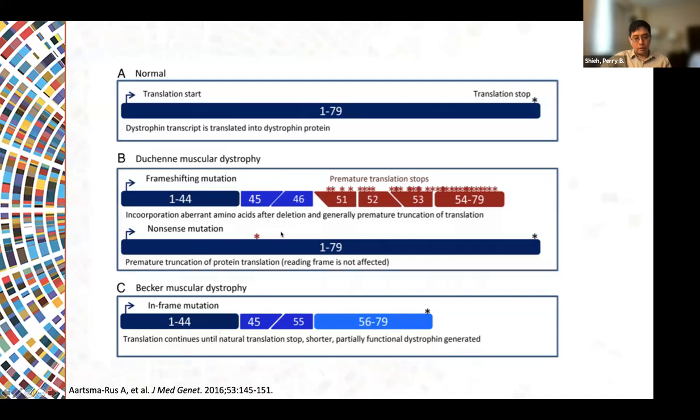Another way that you can have a mutation, which is actually a little less common, is you can have point mutations. For instance, a nonsense mutation. Nonsense is really not a good word. I don't know why the geneticists came up with this word. It just means that there's a stop codon here. It has nothing to do with it being nonsense. But it will also truncate this protein, and as a result, it'll be unstable.